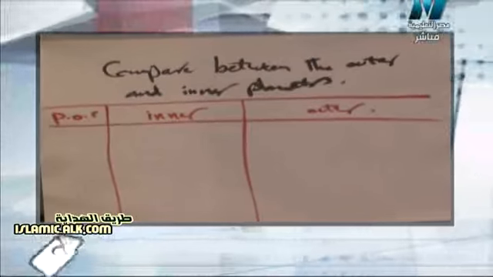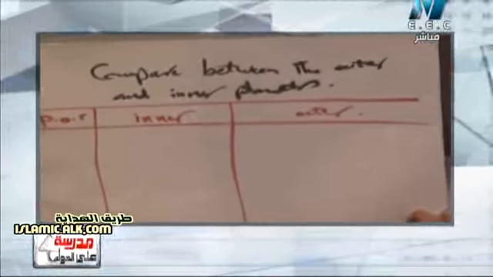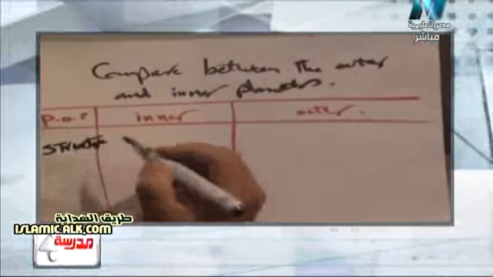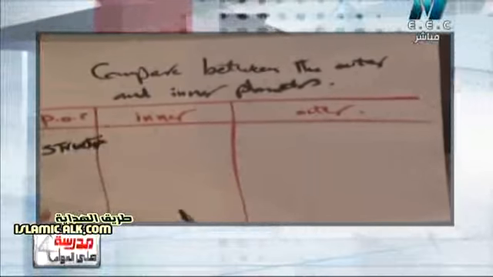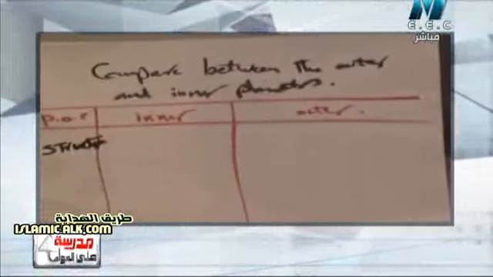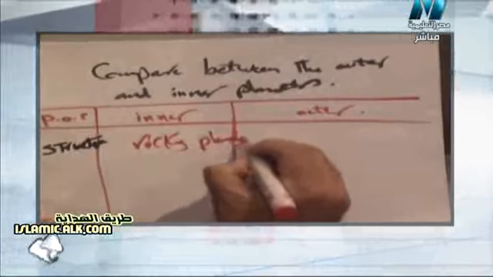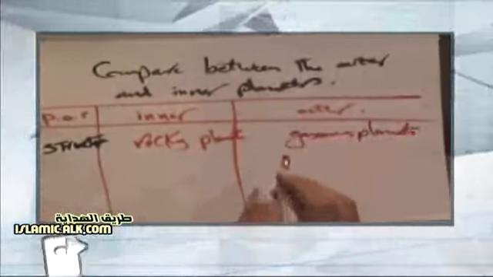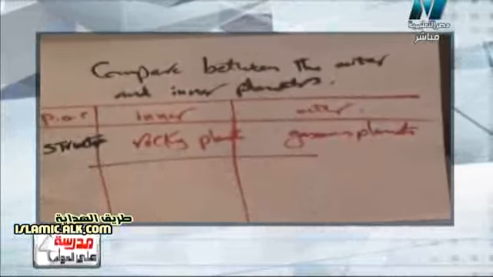So what about the inner and outer planet? Surely we have many differences between them, or many points of comparison. We can write at first the structure, or the difference between them in the structure. We know that the inner planet contains rocky substance or rocks. They are rocky planets. But what about outer? They are gaseous planets.